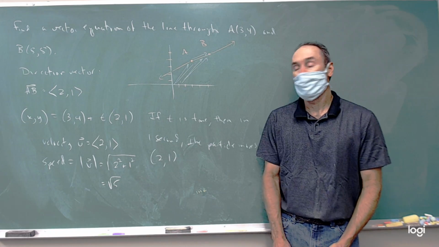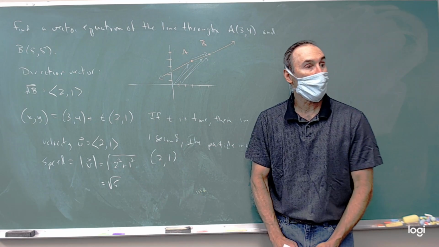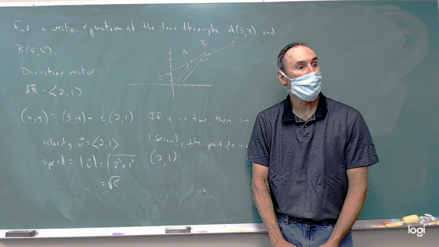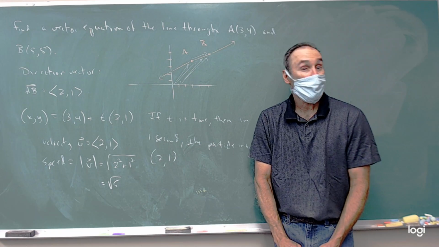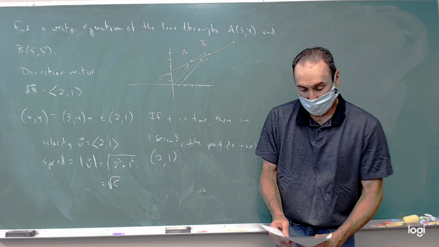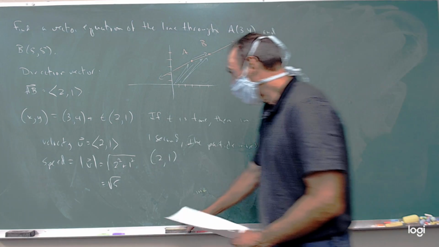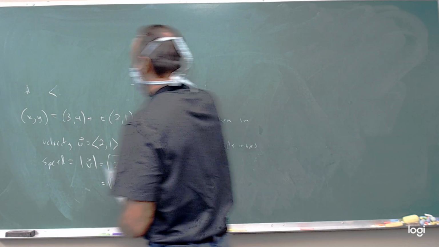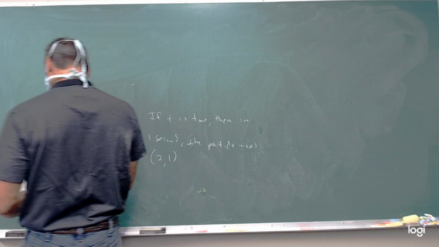I don't know what our units are here, I'm making them up as we go along, say feet per second. So we're going at square root of 5 feet per second would be our speed. Does that make sense? Kind of crazy? Okay, so let's do another example, kind of like that, and see if we can figure this out.